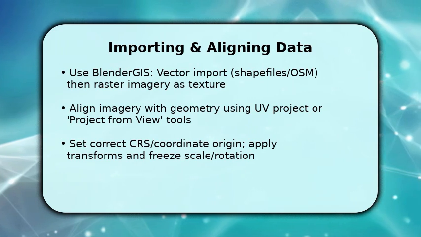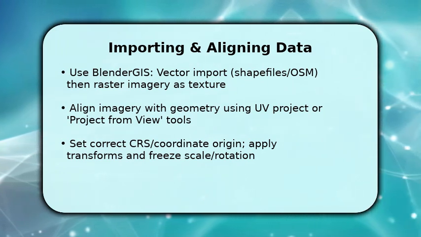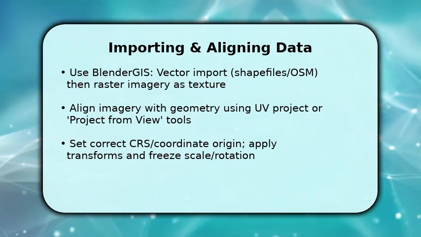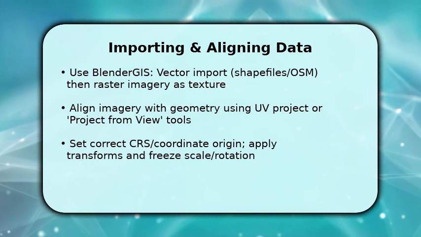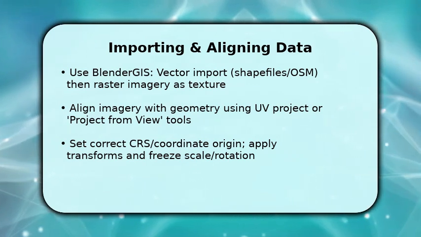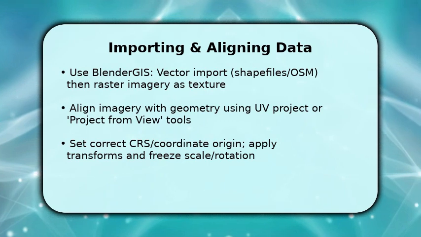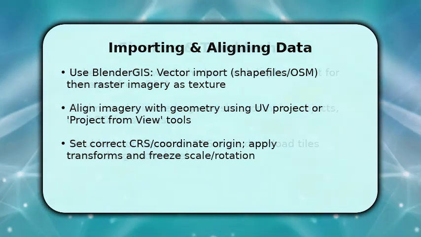If things shift, apply object transforms and recalculate normals. Finally, convert imported curves to meshes and clean topology to prepare for texturing. To finish, create materials and bake the map imagery into textures.